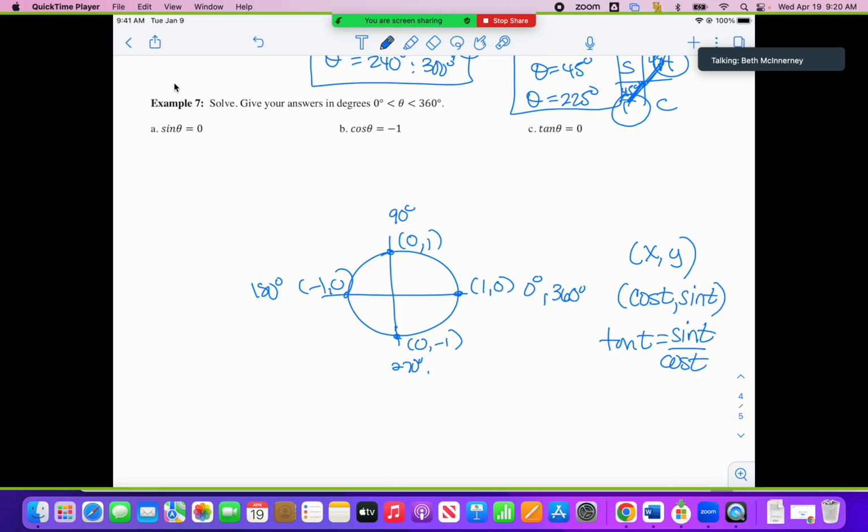Now, I didn't mean to do this on purpose. Let's change these to, instead of the less than or equal to, because I would rather us practice. So change this to or equal to. If it didn't equal it, then you couldn't include 0 or 360. So theta is 0 degrees, 180, and 360. So sine theta is the y-coordinate on the unit circle.